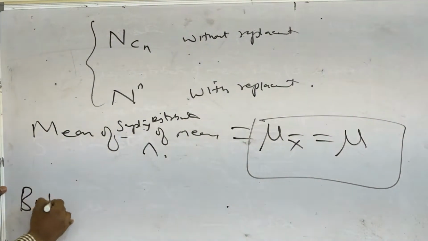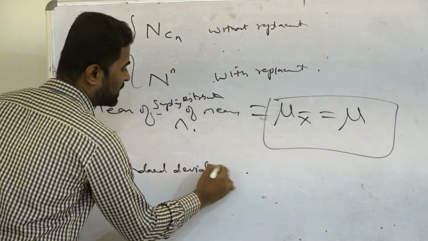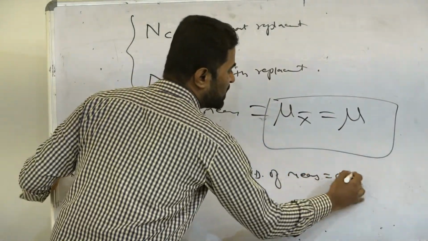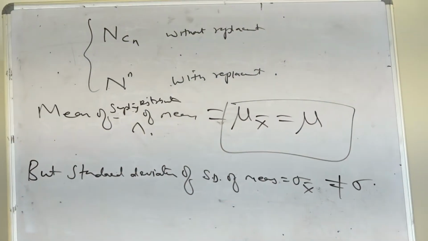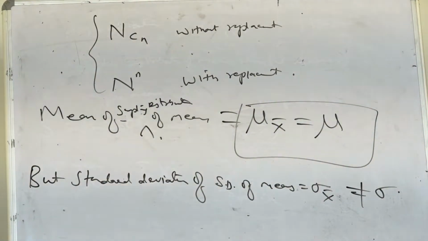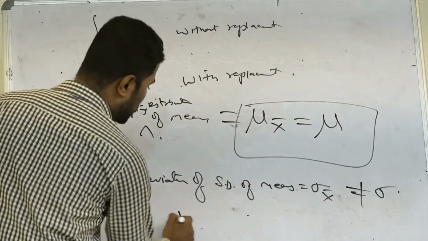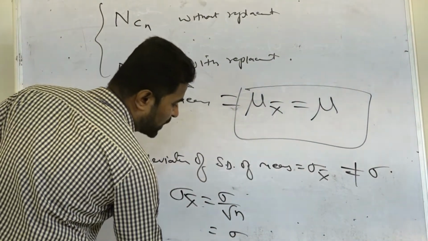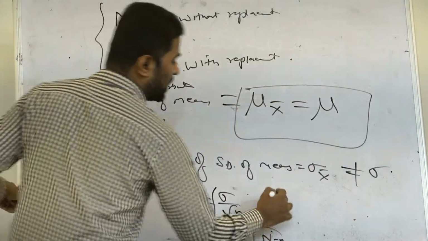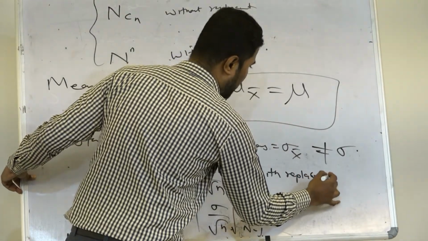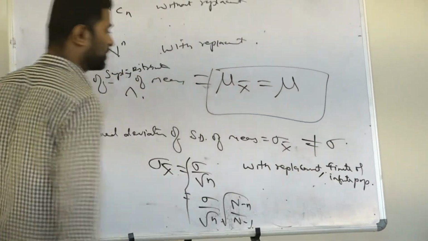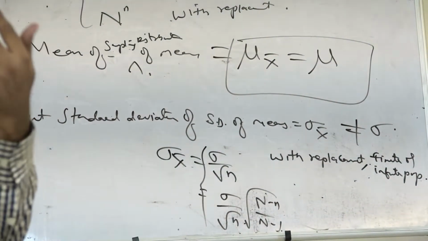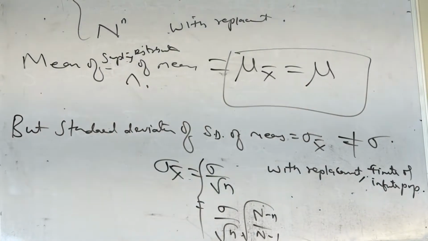But the standard deviation of the sampling distribution of means, sigma x bar, will not be equal to sigma. It should be equal to something else. So sigma x bar is equal to sigma by root n, if the sampling is with replacement, finite or infinite population. Sampling is with replacement, population may be finite or infinite.